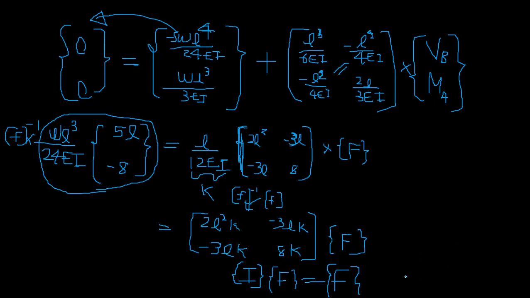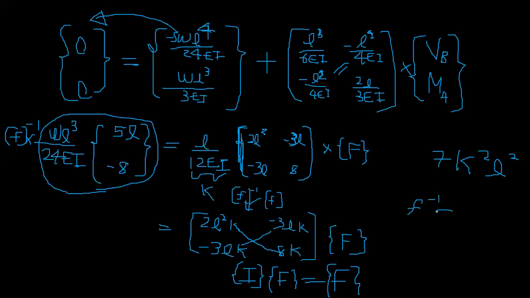So this is the determinant. Determinant is the main diagonal multiplication, subtract its sub diagonal multiplication. It is 16L squared K squared minus 9L squared K squared. So that becomes 7K squared L squared. So you need to divide each by 7K squared L squared.